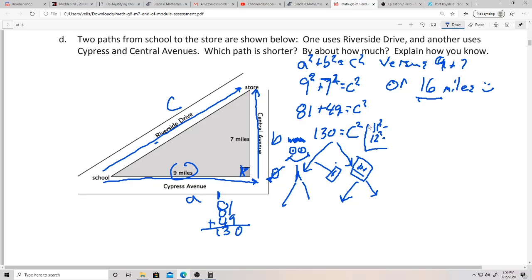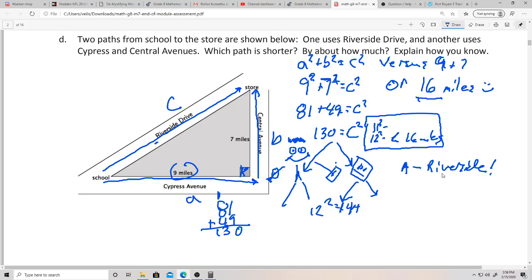Even if it was 12, which it's not, we know that 12 squared is 144. Even if it was 144, it's still less than 16 miles. So what we have here, which path is shorter? Well, answer, Riverside. Duh. Okay.